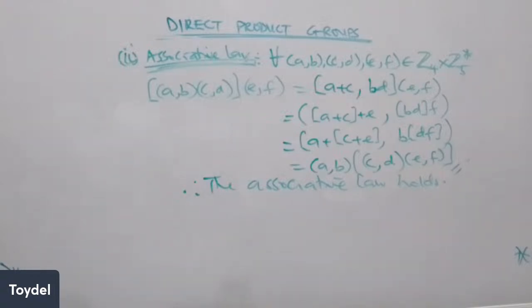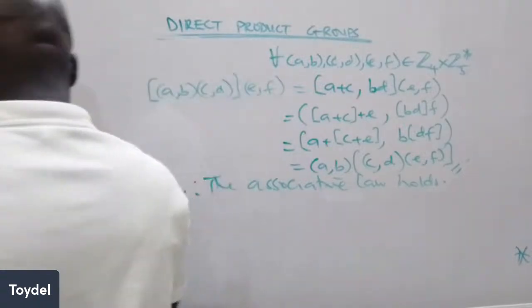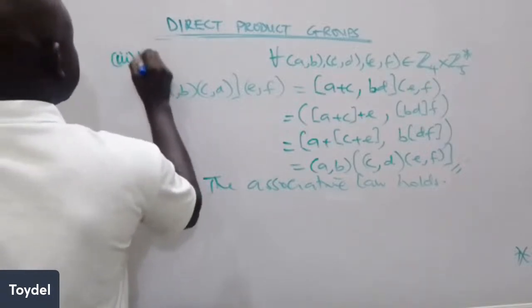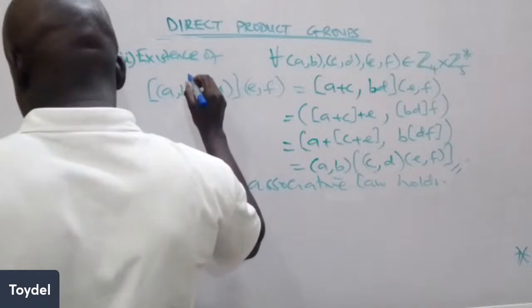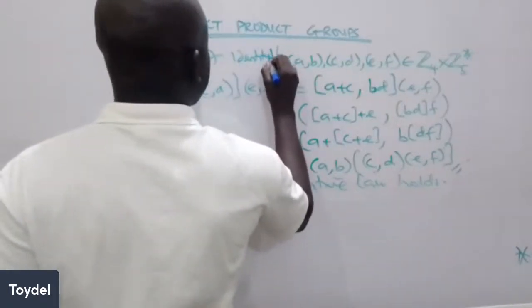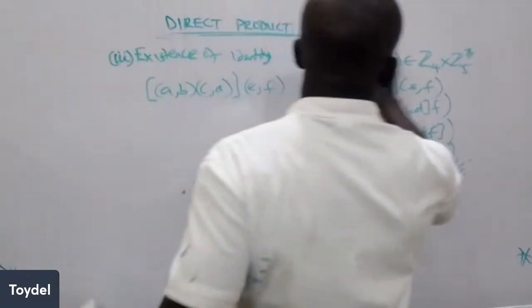So we go ahead and show the third one, the third law, existence of identity elements.